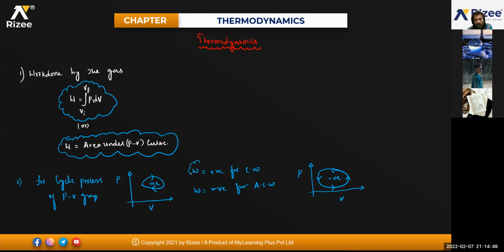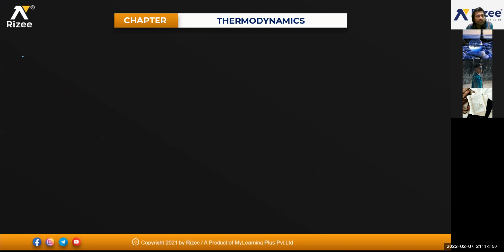Work done will be positive for clockwise, very important, beta, and work done will be negative for anti-clockwise. Clear? Same with the third point, for the VP graph, if I'm taking V on the y-axis and pressure on the x-axis, for a closed path like this, if I'm going in this direction, this is clockwise. So clockwise, it will be negative. Work done in the clockwise direction will be negative.